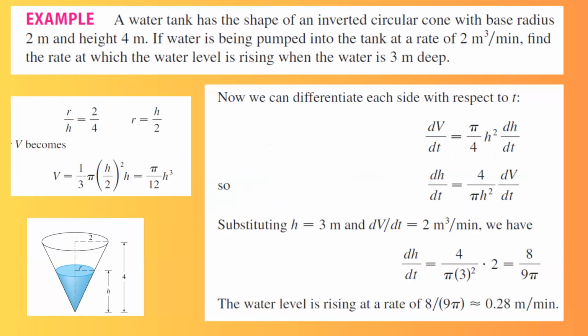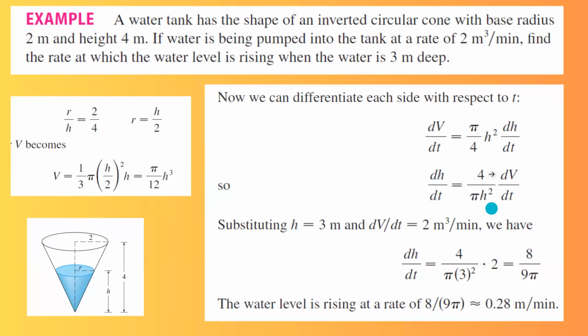Now take a look at it. We're going to take the derivative of V with respect to t, which is going to be pi over 12 times 3h to the second, but we need to have the rate of change of height with respect to time as well. It doesn't disappear. dH/dt can be written as 4 over pi h squared. We're just doing basic algebra here.